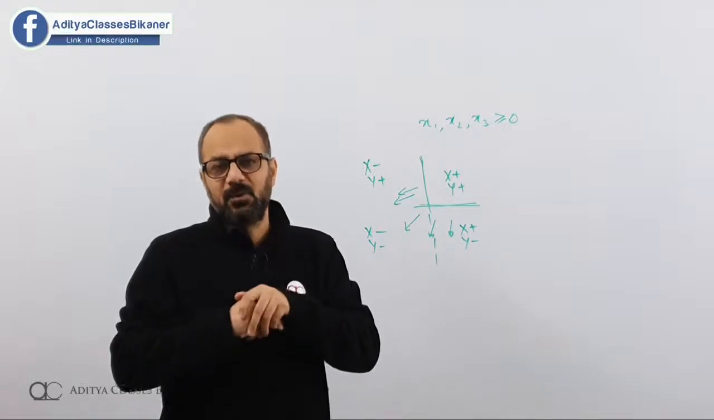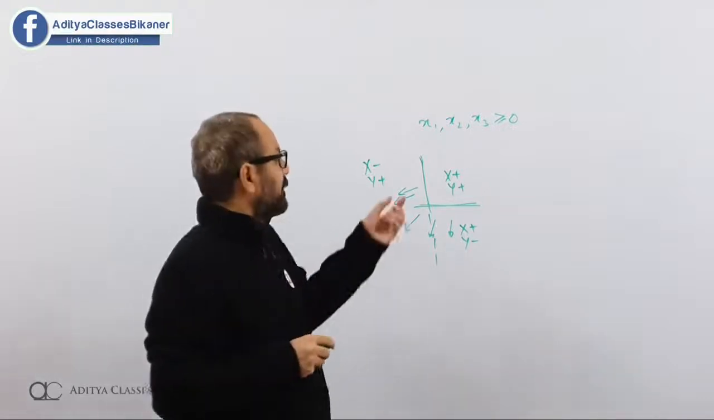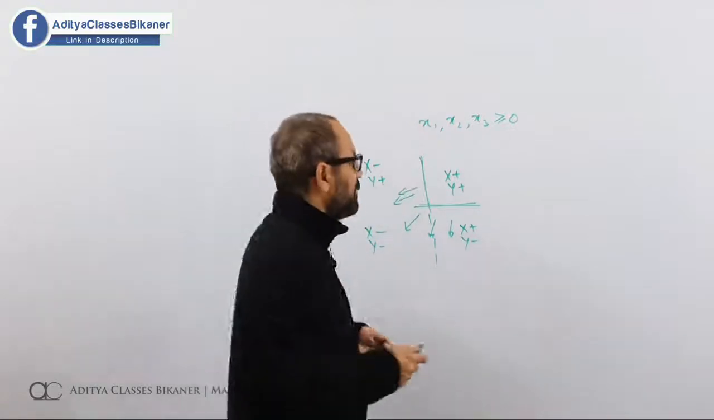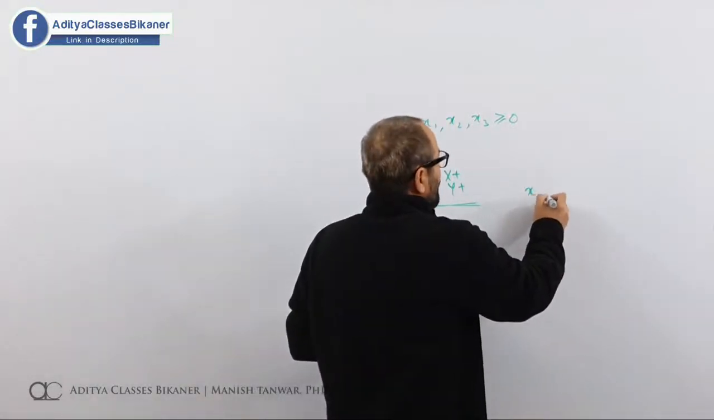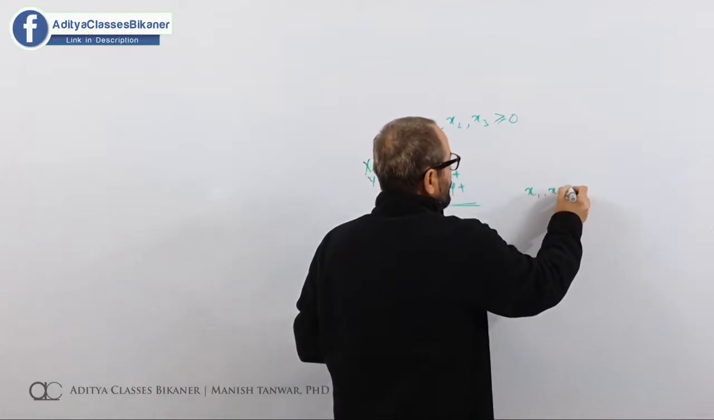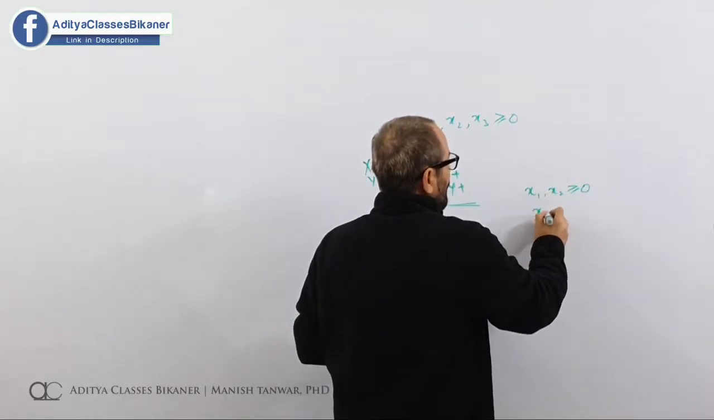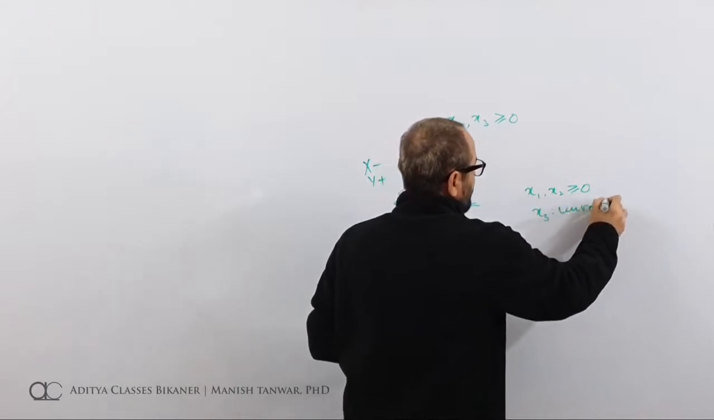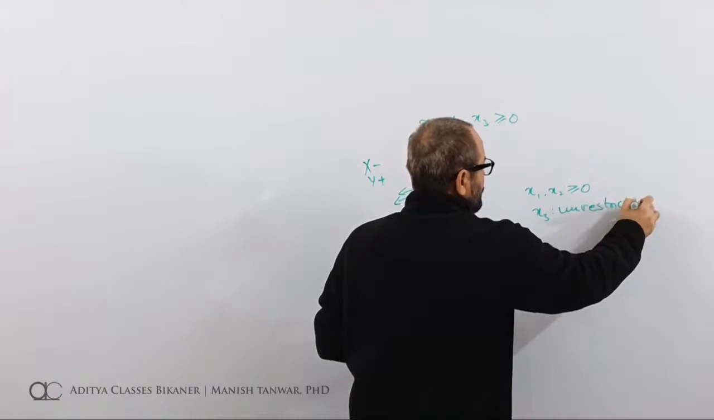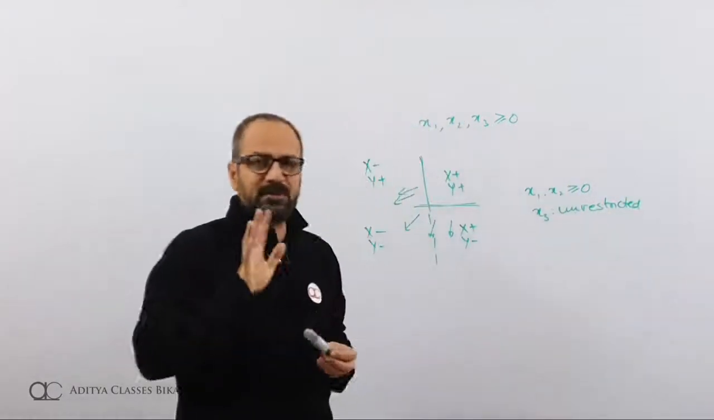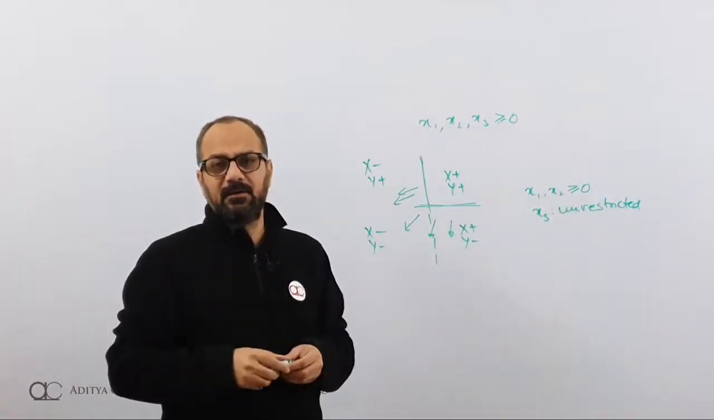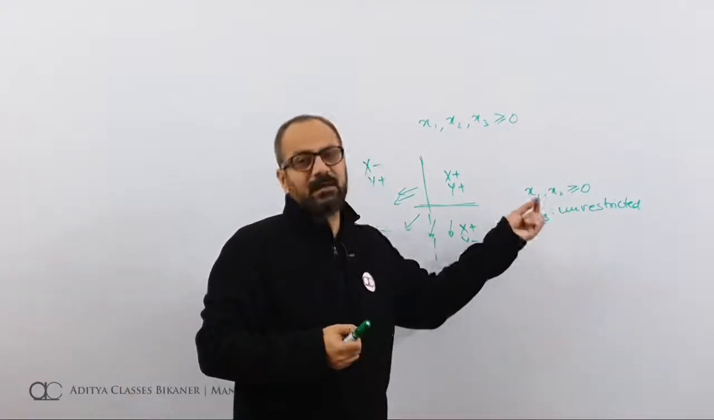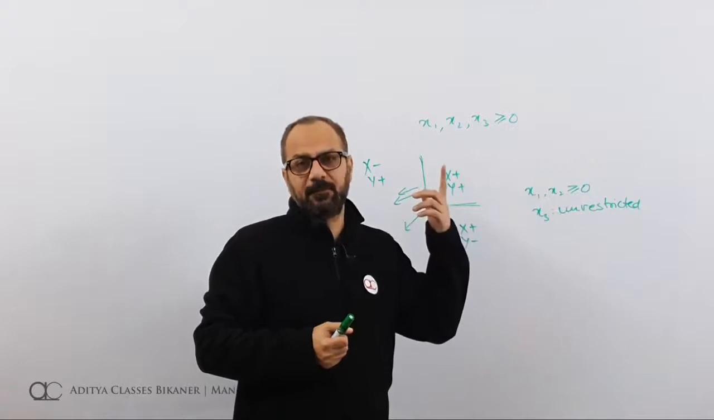Now if it so happens in our problem that one of the variables is not constrained, not restricted, for example you get a problem where x1 and x2 are greater than or equal to 0 and x3 is said to be unrestricted, then x1, x2 will be positive, but your third variable, third product, third output can go into the negative zone also because it is unrestricted.